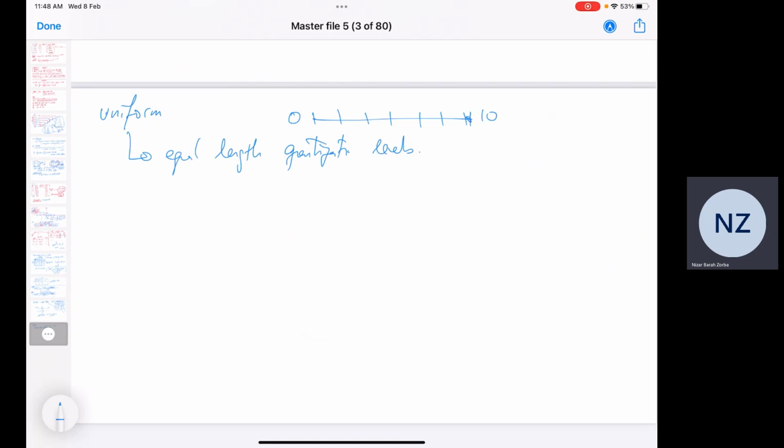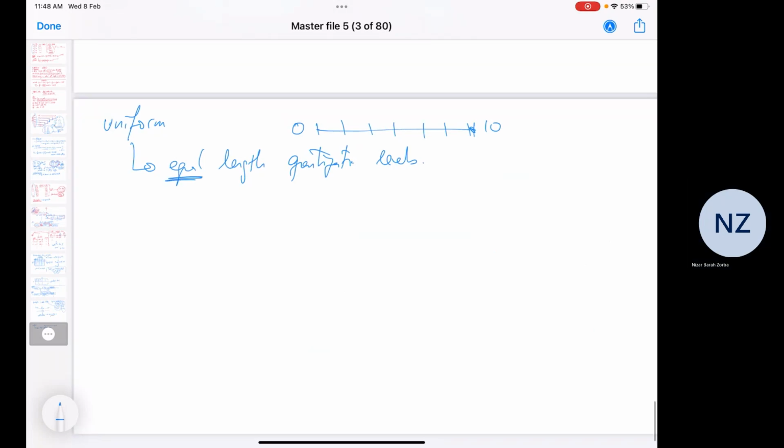So the values will change between 0 to 10. How many levels am I allowed to do? 10, I will divide. 8, I will divide. Whatever is the value, I will divide equally. This is why equal length.